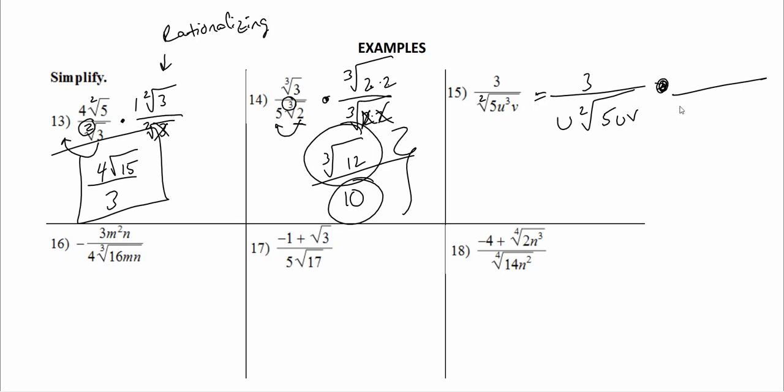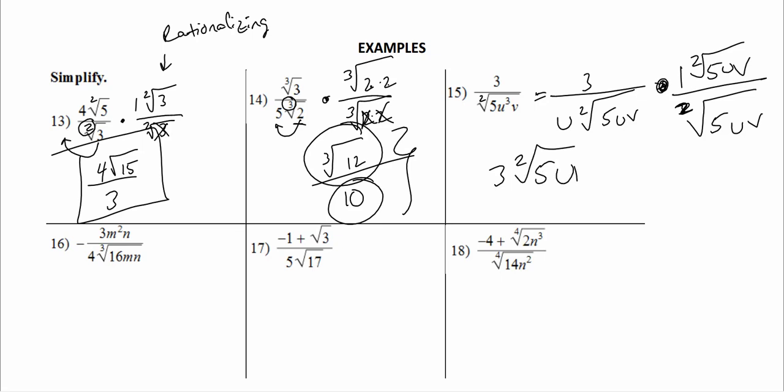I need the square root of what? I have 1 five, so I need 1 more. I have 1 u, I need 1 more, and I have 1 v, need 1 more. So the square root of 5uv for the top and the bottom. Now let's multiply insides with insides, outside with outside. So 3 outside times 1 outside is 3 on the outside, times the square root of 5uv.